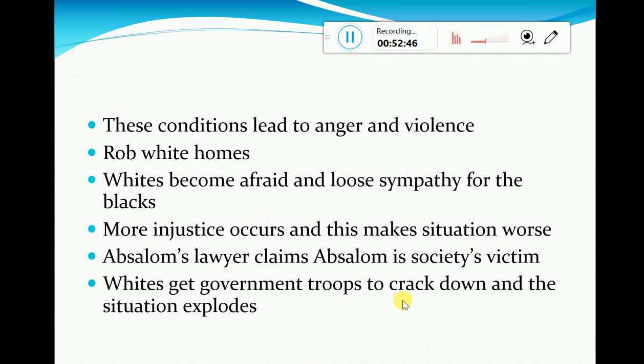This condition leads to anger and to violence. Hence, young boys such as Absalom, Matthew, and Johannes Pafuri ended up committing crime by robbing white people's homes, and then more injustice occurs, and this makes situations worse. Absalom's lawyer claims Absalom is a society's victim. White people get government troops to crack down, and the situation explodes.